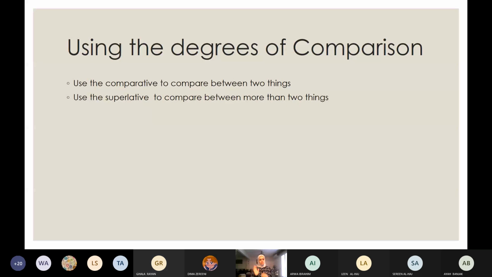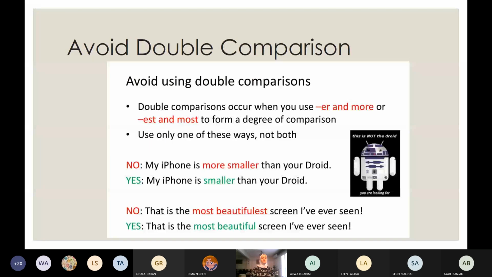Using the degrees of comparison, I use comparative to compare between two things, and superlative to compare between more than two things. As we said, the most important point is that you avoid using double comparison. Double comparisons occur when you use ER and more at the same time, or EST and most at the same time. Use only one of these ways, not both.